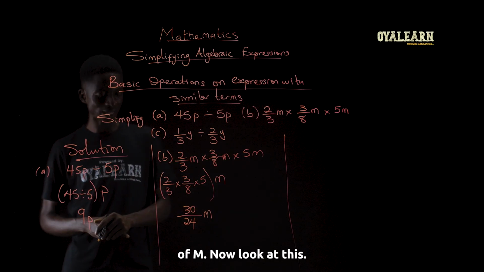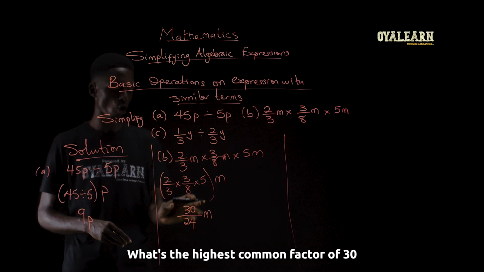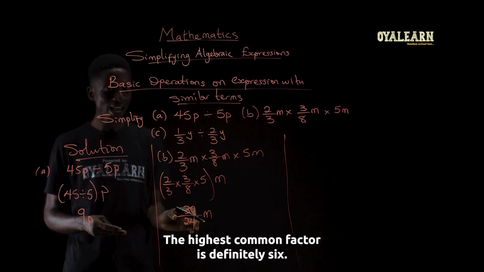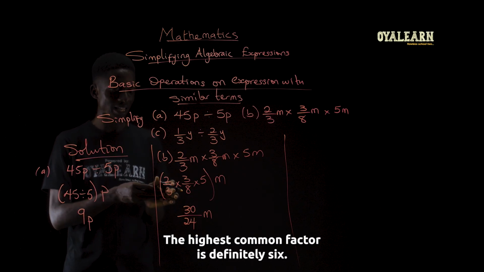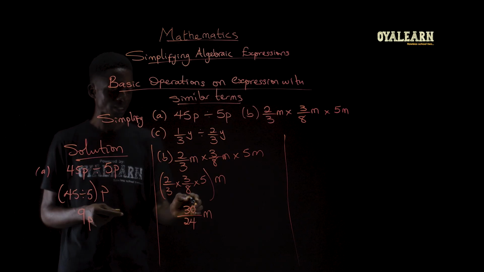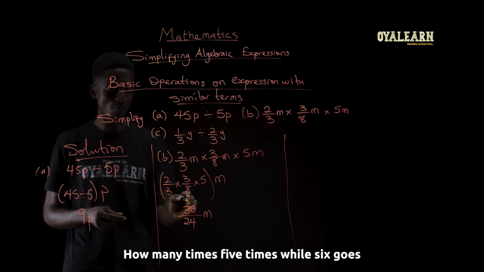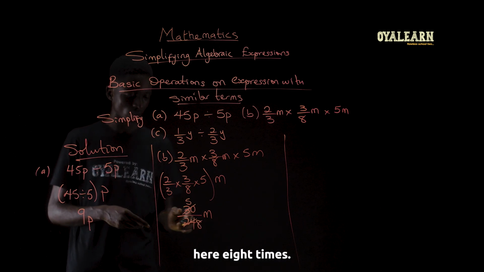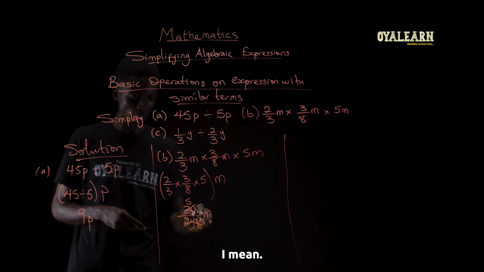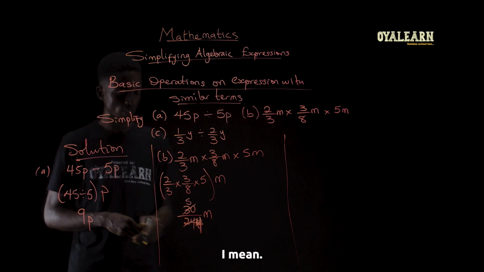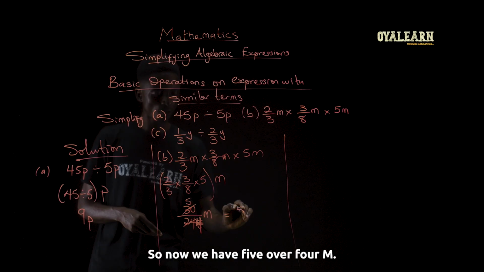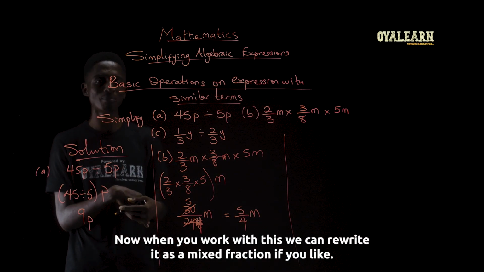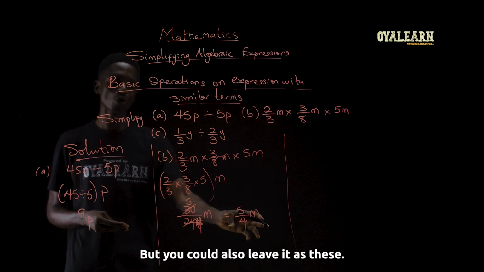Now look at this. What's the highest common factor of 30 and 24? The highest common factor is definitely 6. 6 goes here how many times? 5 times. 6 goes here 4 times, I mean. So now we have 5 over 4 m. Now when you work with this, we can rewrite it as a mixed fraction if you like, but you could also leave it as this.